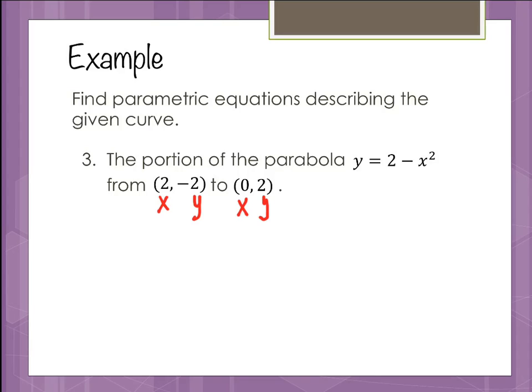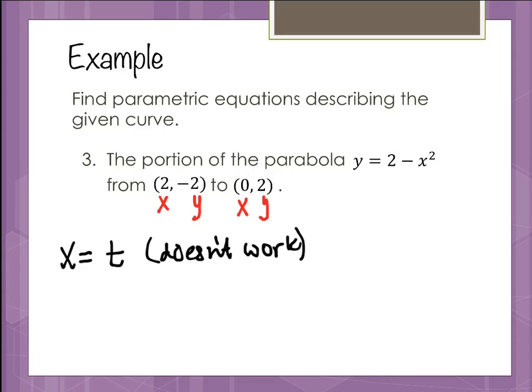Now, in general, when you're creating parametric equations, if you've already got an equation, like y equals 2 minus x squared, you can simply let x equal t. Now, don't write that down yet because it's not going to work here. Or if you do write it down, make that note to yourself. This doesn't work. And let me tell you why it doesn't work on this one. In general, it's a good place to start.